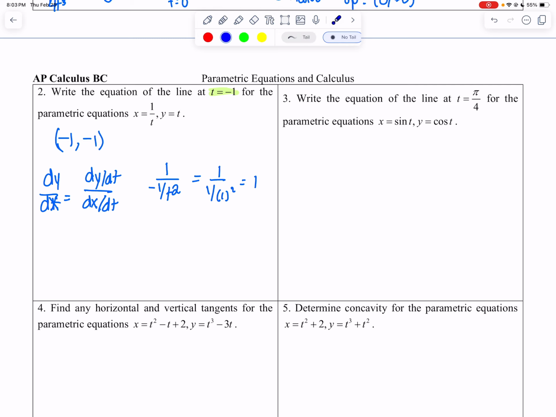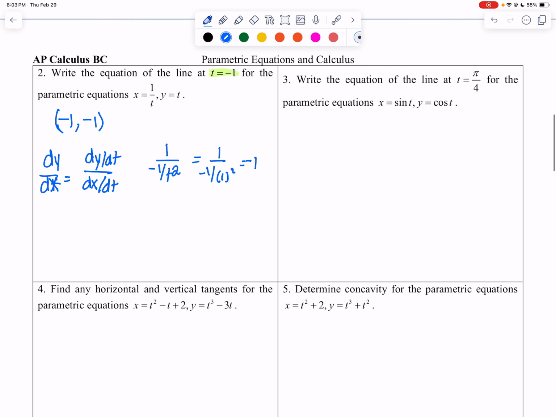Sorry, the derivative of 1 over t is -1 over t squared. So that's going to give me -1 right here. All right, so my equation of the line at t is equal to -1 is going to be y plus 1 is equal to -1 (x plus 1).